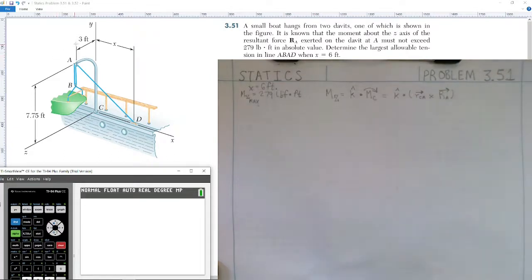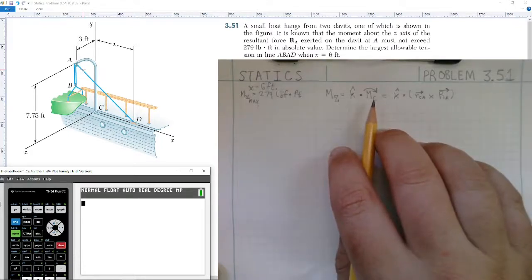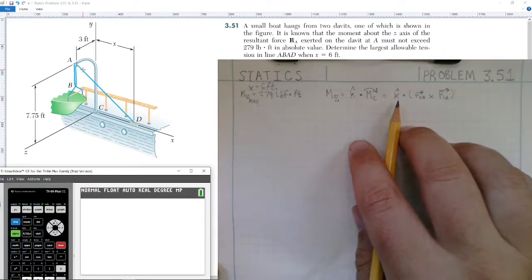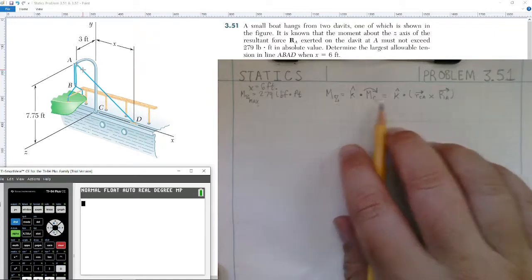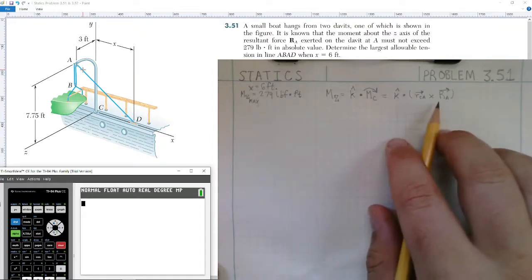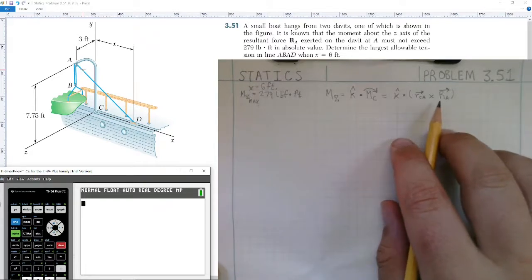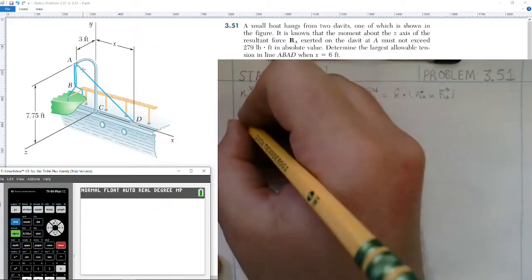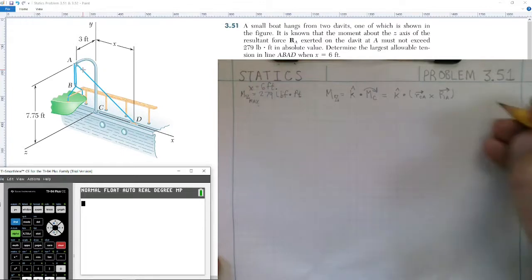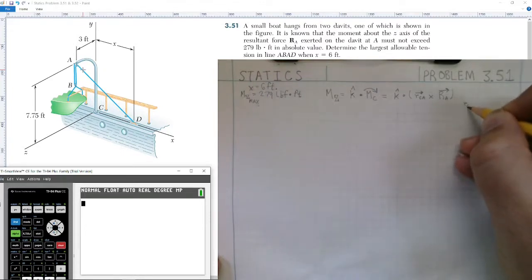So once we find the position vector R from C to A, we can then find the resultant at A due to the forces acting on point A at the davit. We can then compute the moment about C, and then use the mixed triple product with the k vector for moment about z to find the value for the tension. Good. So let's go ahead and find the position vector R from C to A. Go ahead and write that right here, R from C to A.